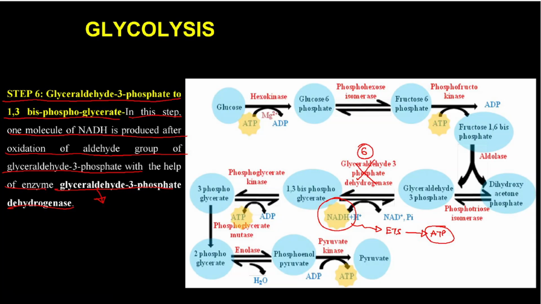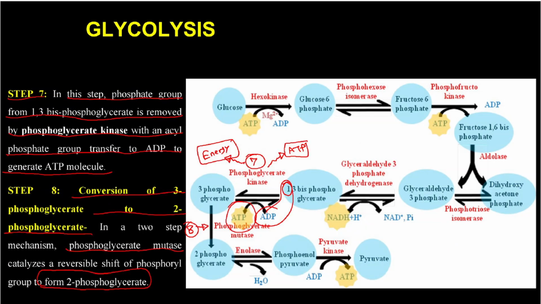At the next step, step 7, the phosphate group from 1,3 bisphosphoglycerate is removed by phosphoglycerate kinase with an acyl phosphate group transfer to ADP. So what will happen? Now here one molecule of ATP will be formed. Okay, here 1 ATP will be formed.